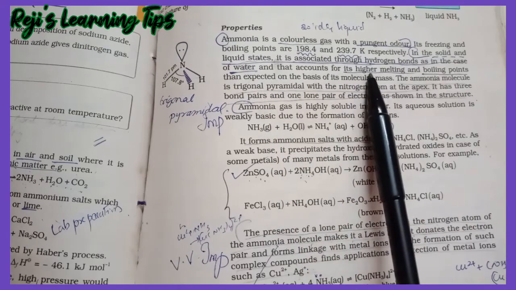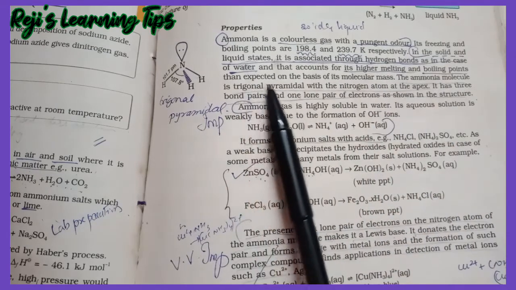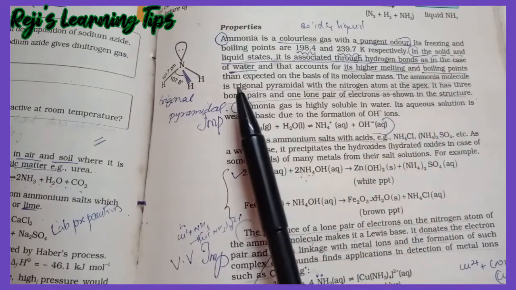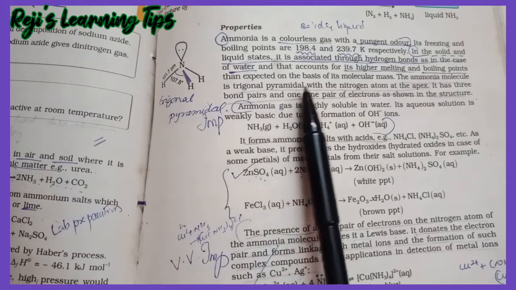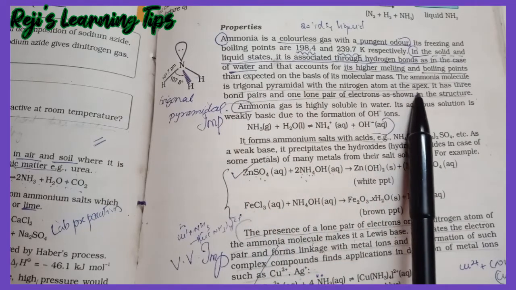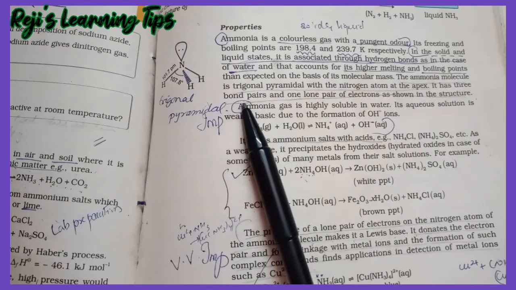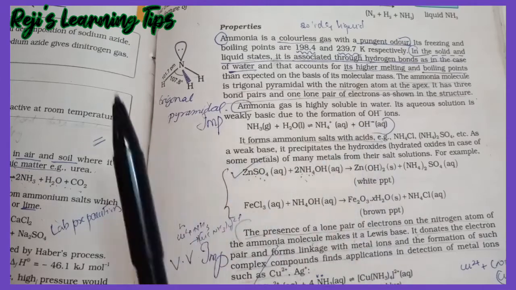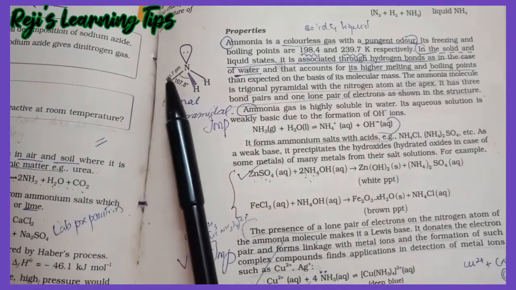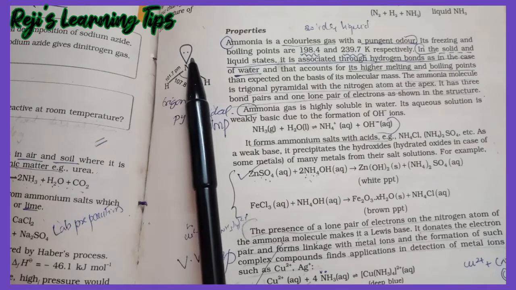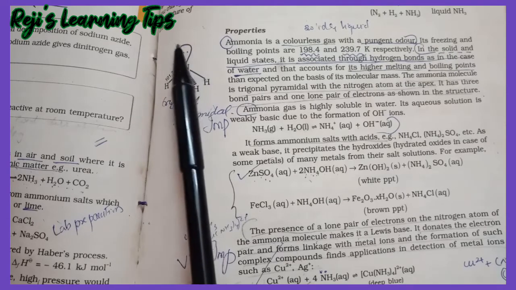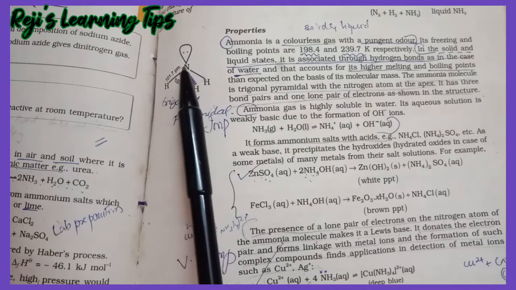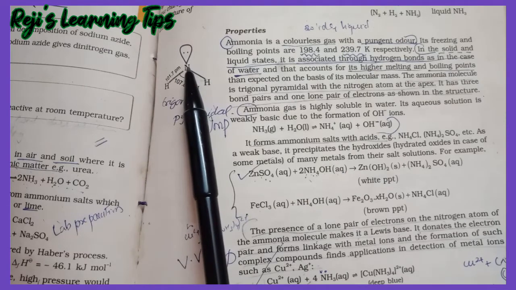That is the reason for its higher melting and boiling point than expected on the basis of its molecular mass. The ammonia molecule is trigonal pyramidal with nitrogen atom at the apex. It has 3 bond pairs and 1 lone pair of electrons. Its shape is trigonal pyramidal with the nitrogen atom at the apex.